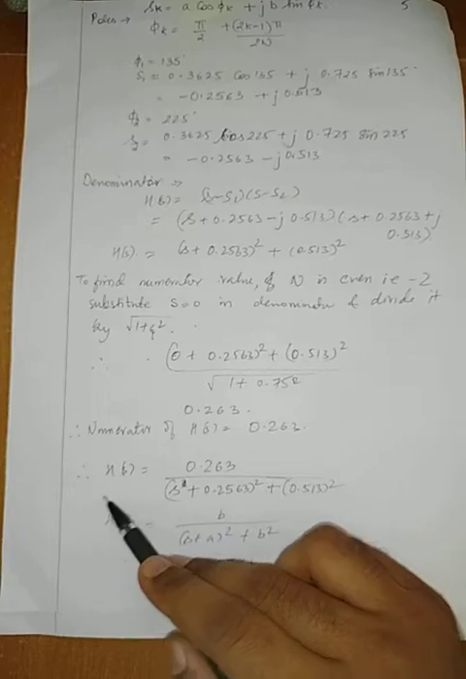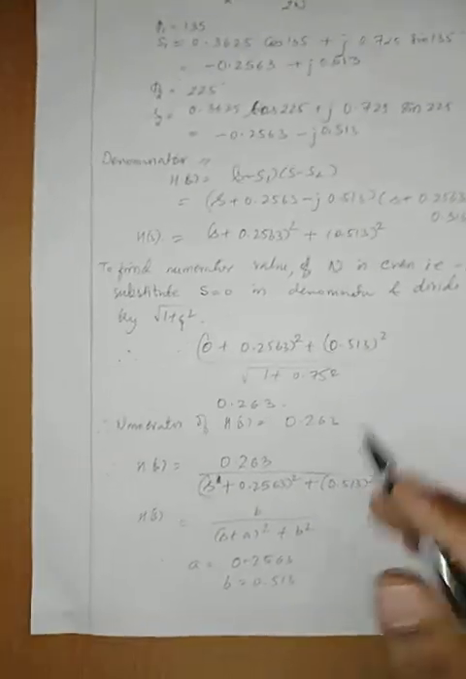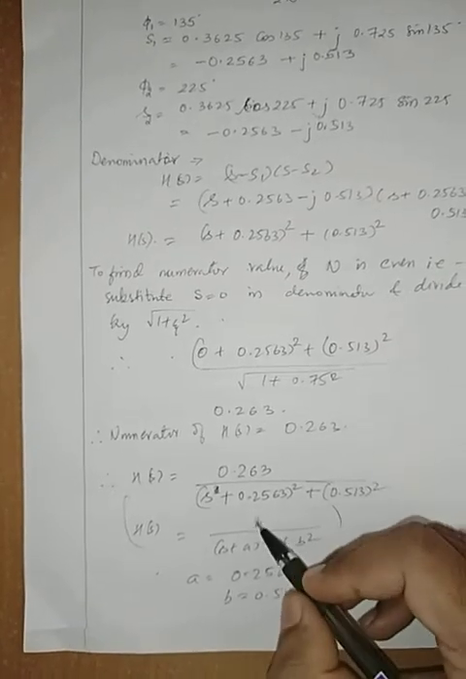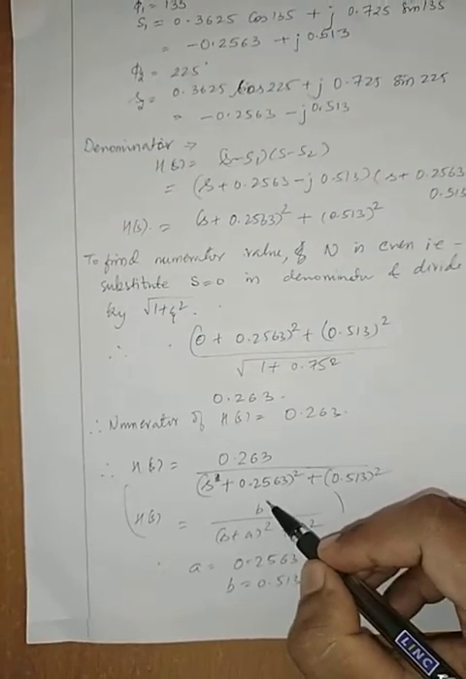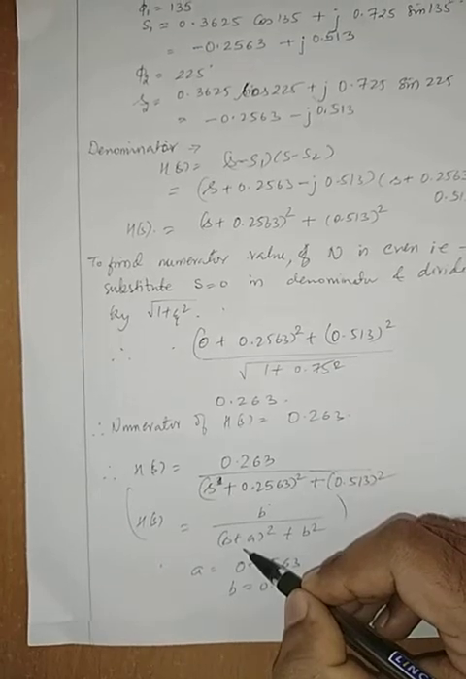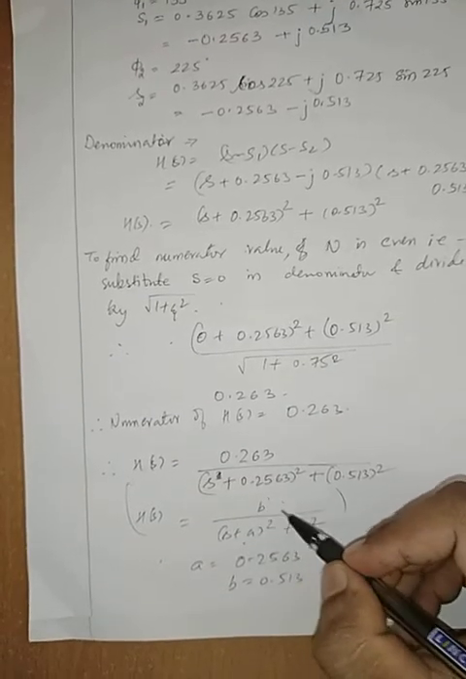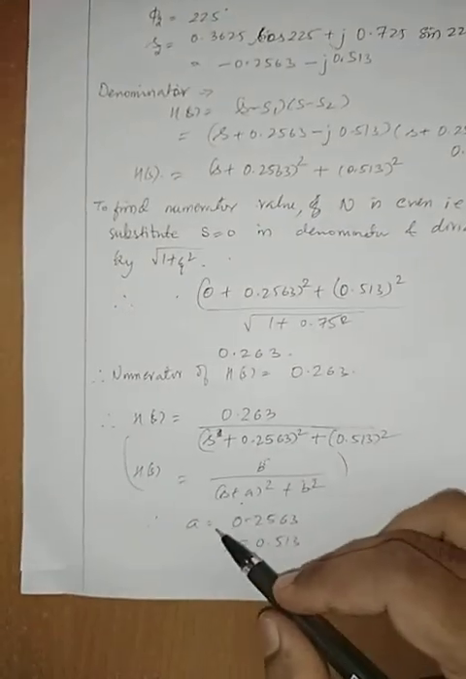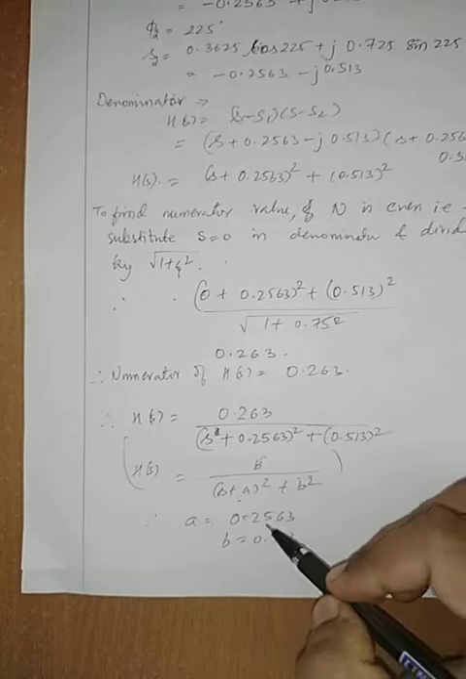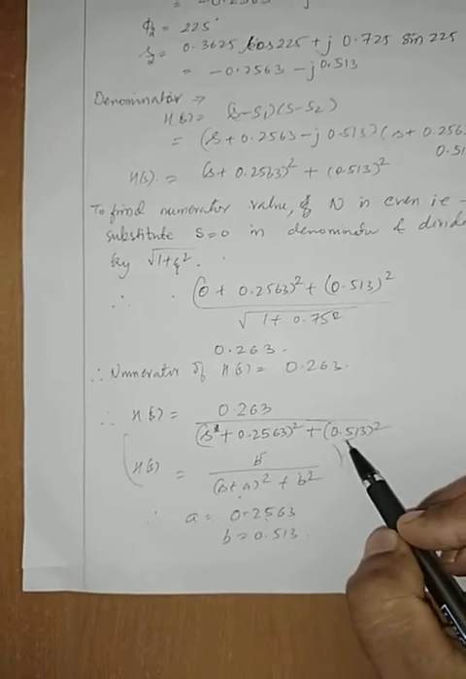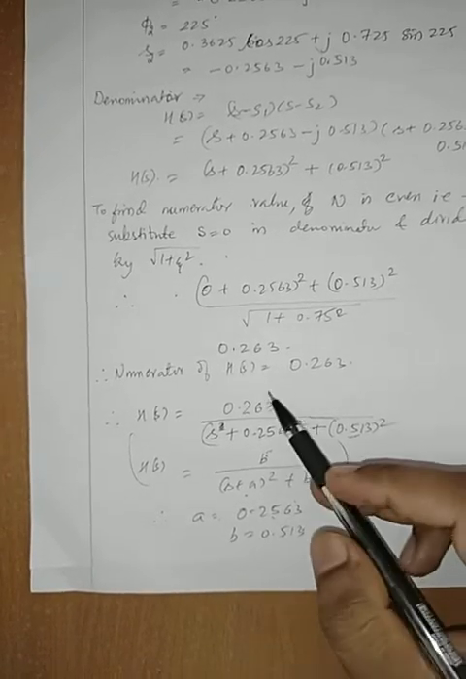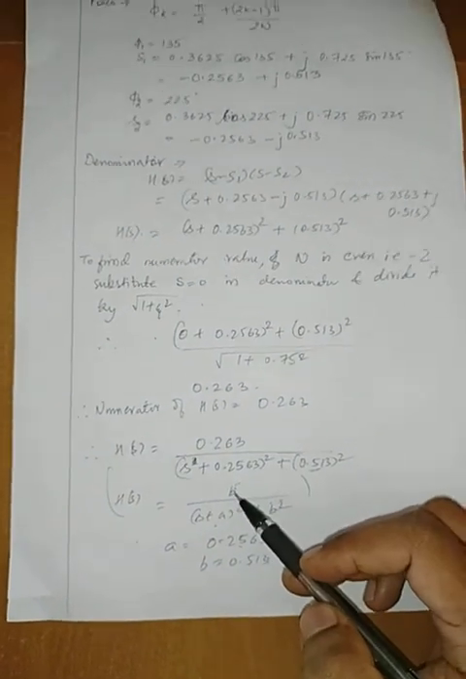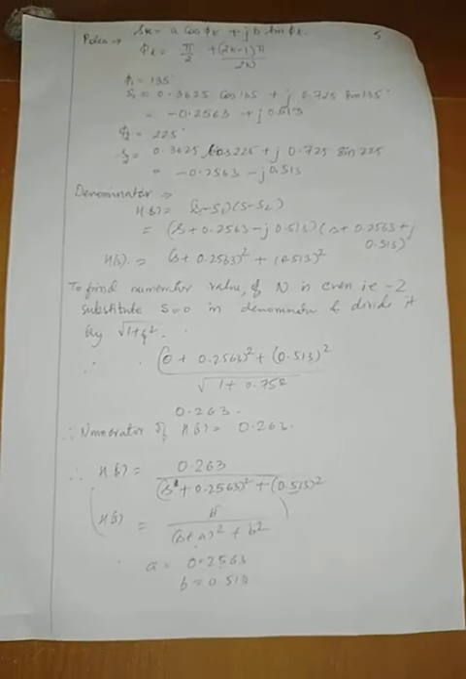Now we need to look at this transfer function very carefully. This is a very important part. Here H of s is equal to b divided by (s plus a) the whole square plus b square. So the value of b and the numerator should have the same value. The value of a looking at this expression is 0.2563 and the value of b is 0.513. So even the numerator should contain the value of 0.513. Then only we can apply the impulse invariance formula.